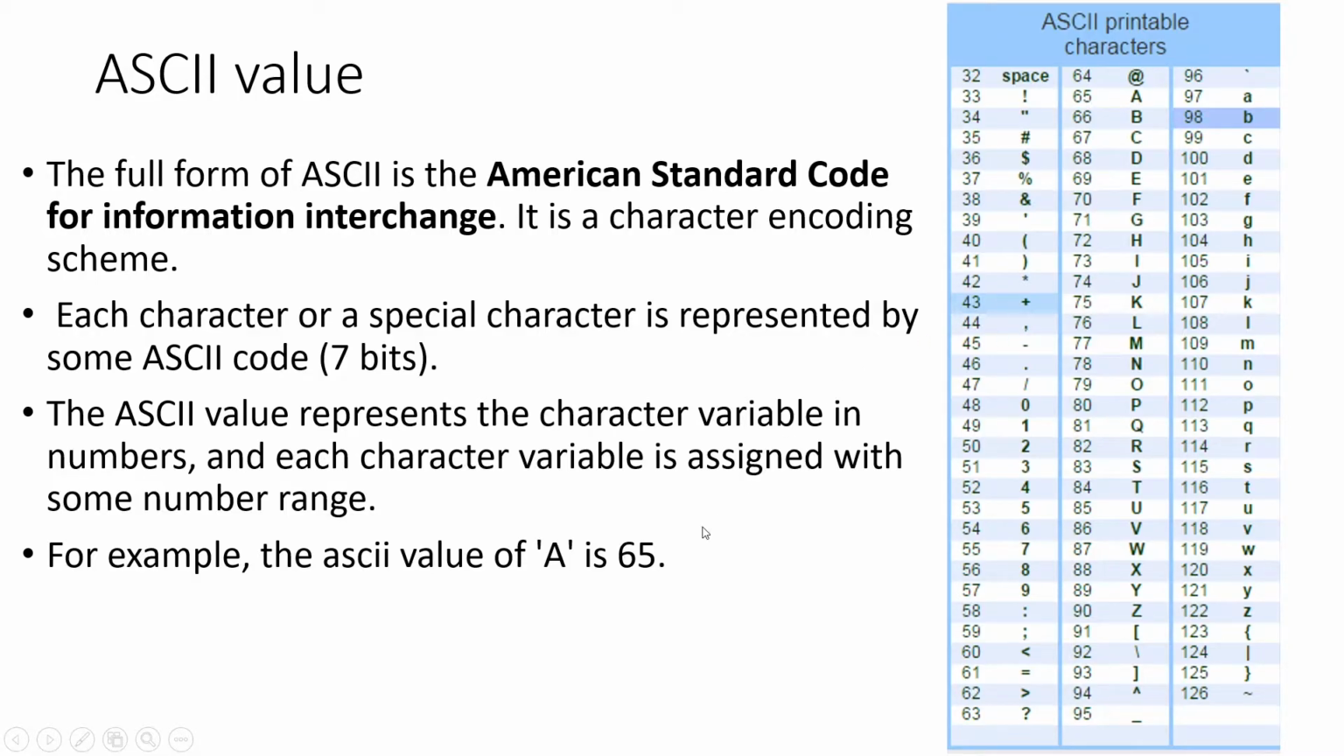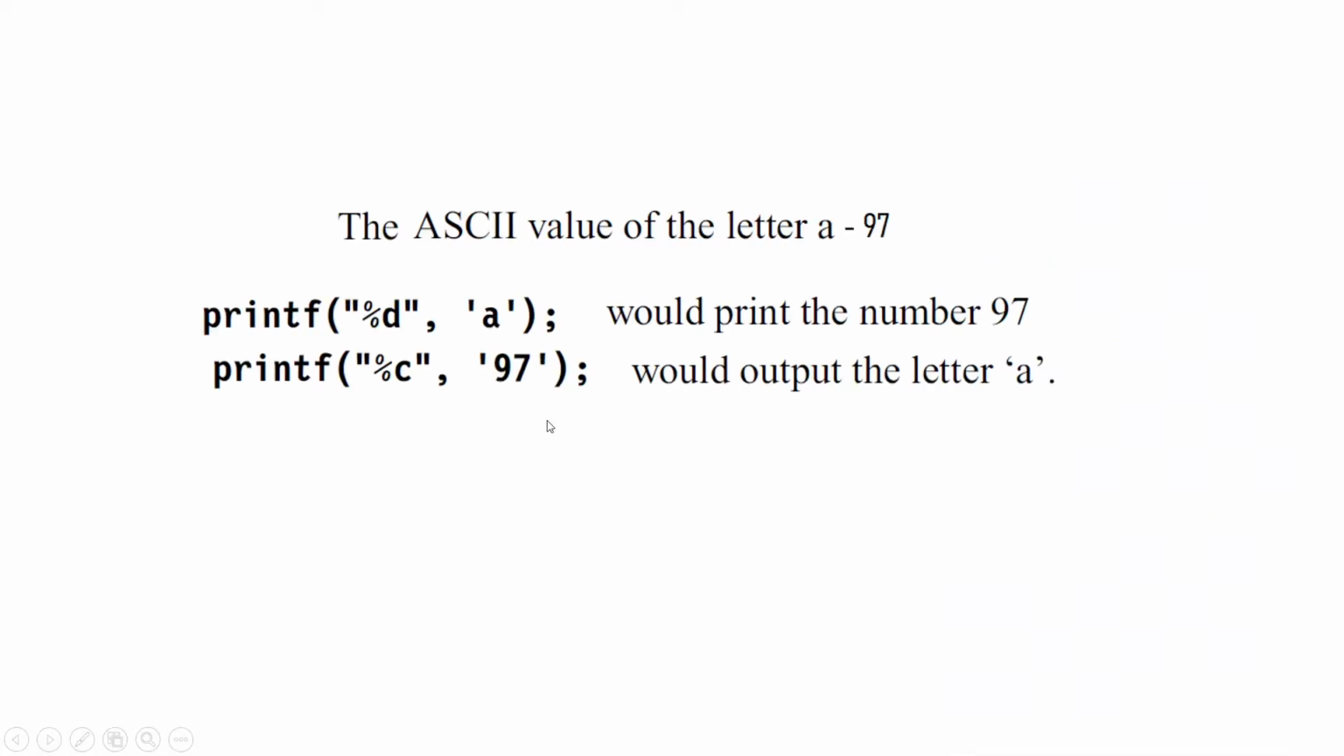Okay, so let's check an example. The ASCII value for capital A is 65. Okay, so you know that. And A, when enclosed in single quotes, is a character constant. So you can check this example. We have covered printf, how it works, in the last class itself. So you can check this.